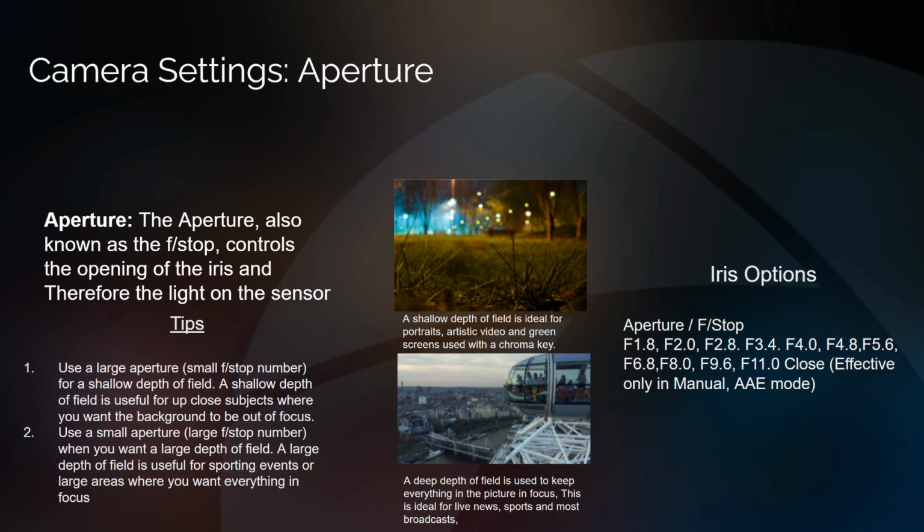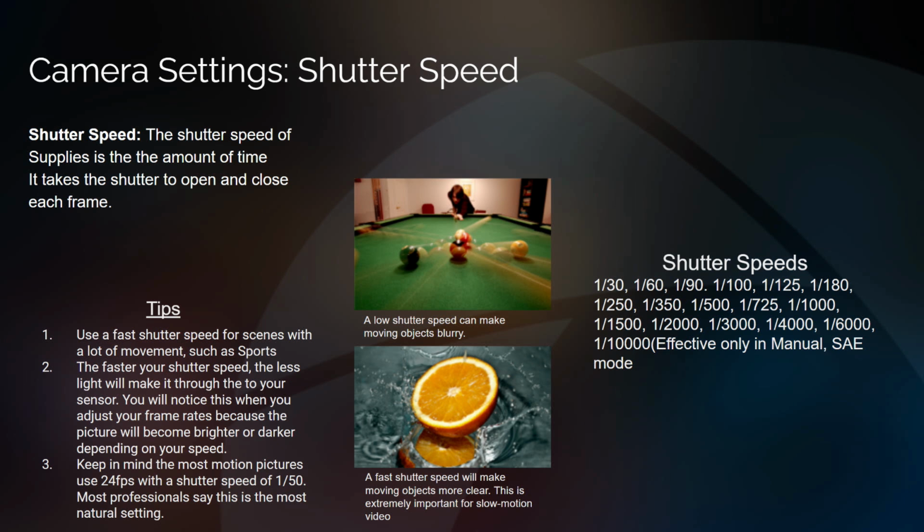But a deep depth of field where everything is in focus will often have a smaller iris opening. And it's good for live news. It's good for sports. It's good when you want to see everything in focus. And so your aperture is generally what you use to get that artistic look and to control how much light is coming in to your camera.